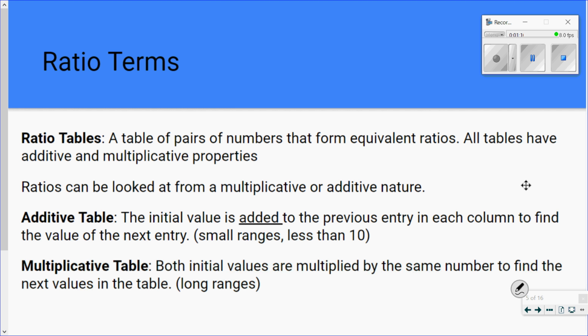Multiplicative table. Both initial values are multiplied by the same number to find the next value of the table. Remember how we told you how to find equivalent ratios? What do we do to find equivalent ratios? We multiply or divide. By what though? The same number. So that's what a multiplicative table is. If you have 1 to 2, you multiply both sides by 2 and you make it 2 to 4. And if you multiply them by 3, you get 3 to 6. That's all it is. You're multiplying the first term and the second term by the same number to get the new number. Pretty simple, right?